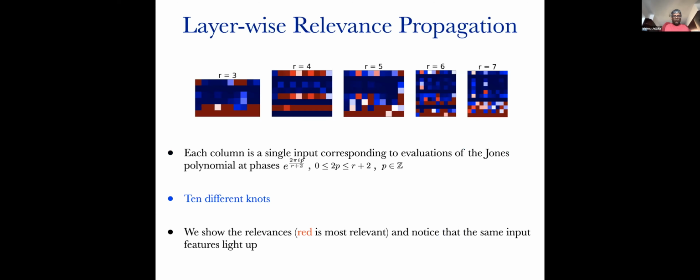So here, we basically take different phases at which we evaluate the Jones polynomial, and we feed the network the real and the complex parts of that evaluation. So we have 10 different knots corresponding to changing the denominator e to the 2 pi i over r plus 2 for different values of p in the numerator. And we see that for all of these knots, the same features in the input light up. So the red gives us the most relevant features of the input. And we notice that these correspond to particular phases that we're evaluating at.